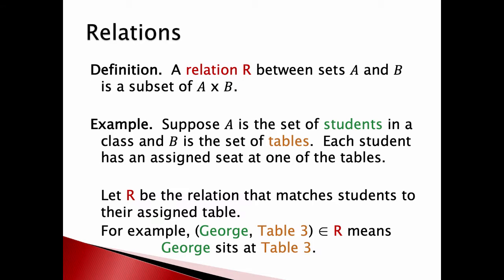For example, suppose that George comma table 3 was a member of this relation. That would mean that George sits at table 3. Okay.